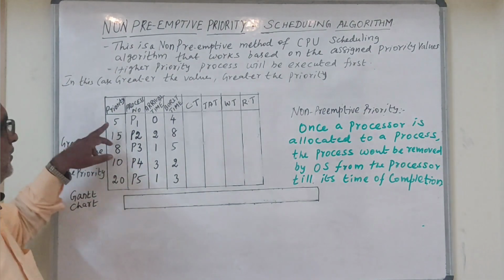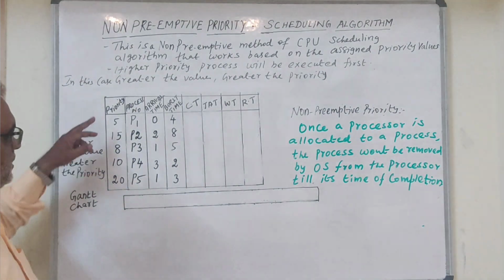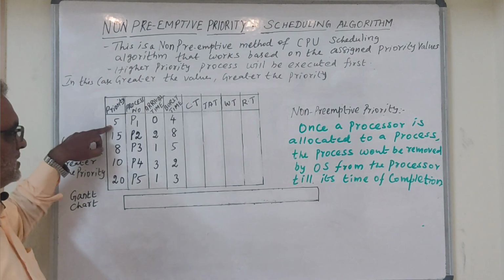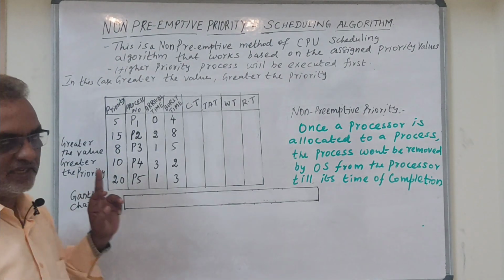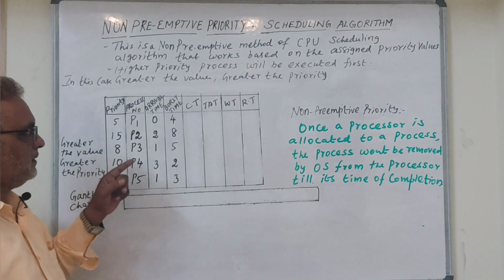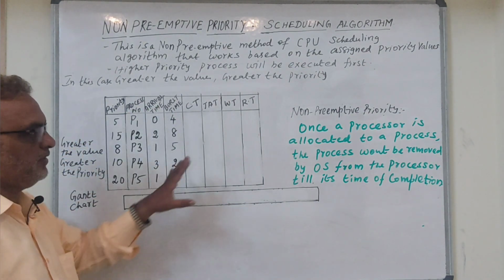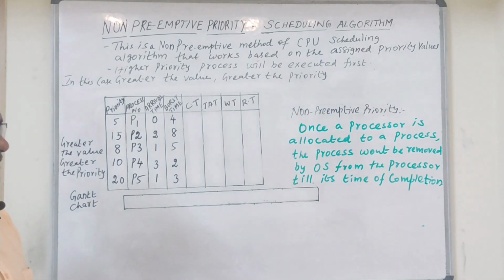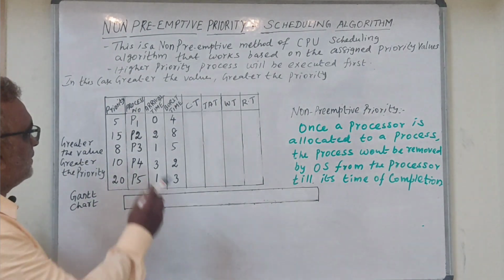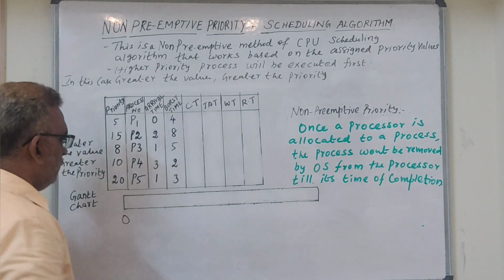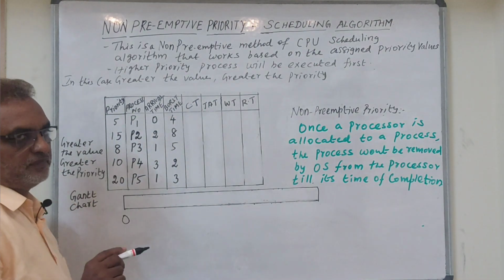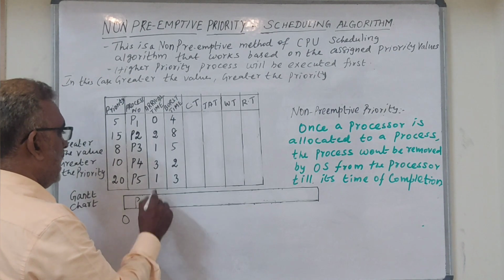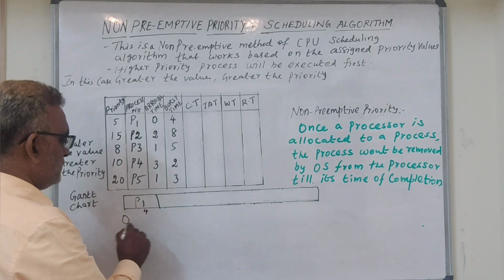This is a problem with 5 processes, and all these processes have different priorities. The least priority is 5 and the highest priority is 20. Here the arrival times and burst times are given. We have to calculate the remaining things like completion time, turnaround time, waiting time, and response time. Let us see how. Initially at time 0, we have only one process that has arrived, that is P1. P1 arrived and its burst time is 4 milliseconds. So 0 to 4.